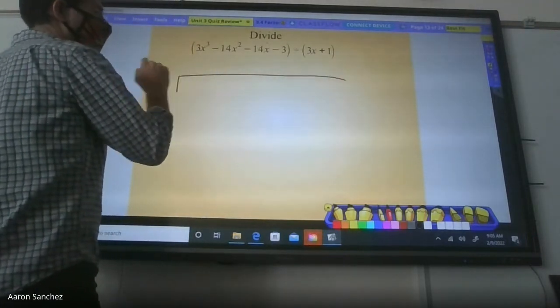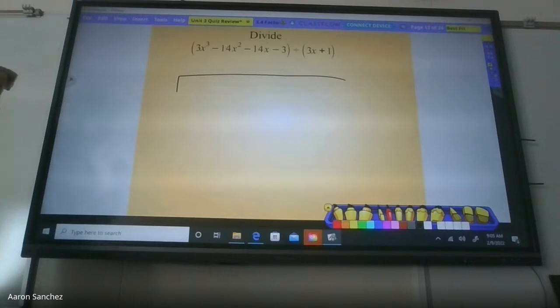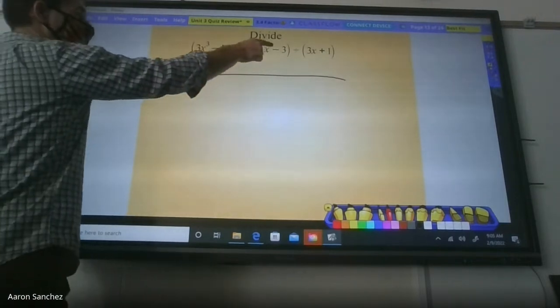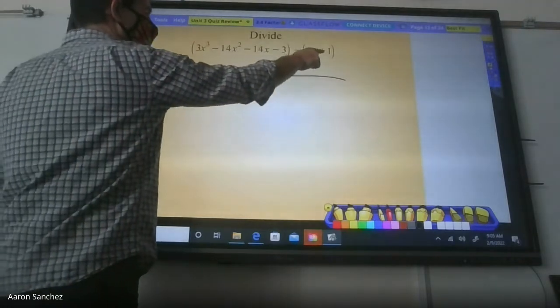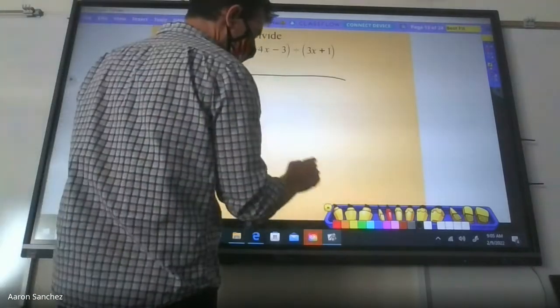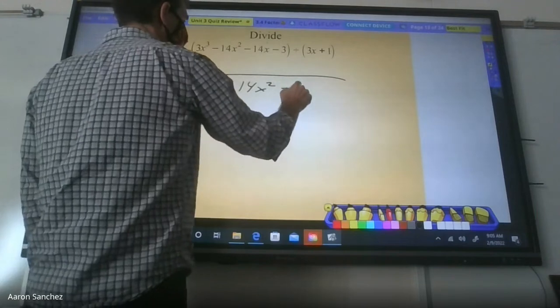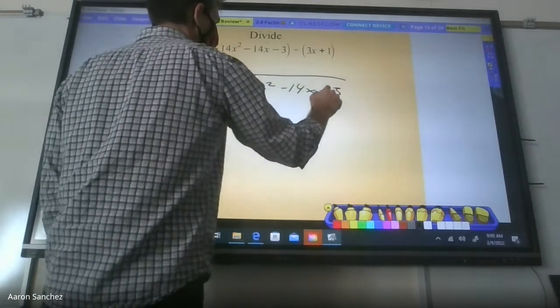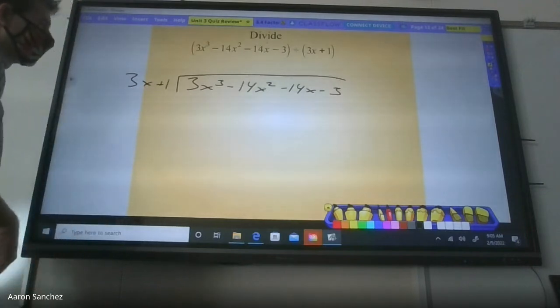Oh, what do we look for first when we divide this? The exponents. If they're the same order. 3, 2, 1, 0. Looks good, right? Yeah. Don't need to add anything. How about this? 1, 0, right? Looks good. 3x cubed minus 14x squared, 14x minus 3, 3x plus 1.